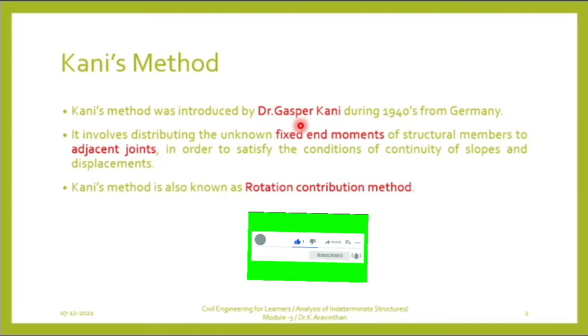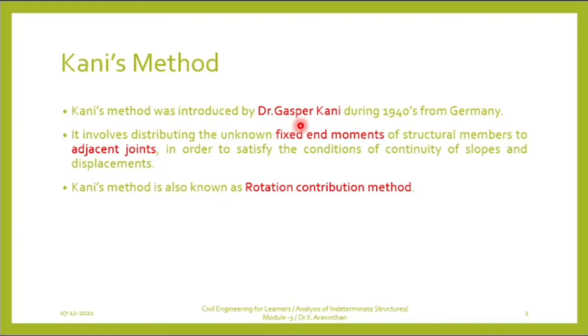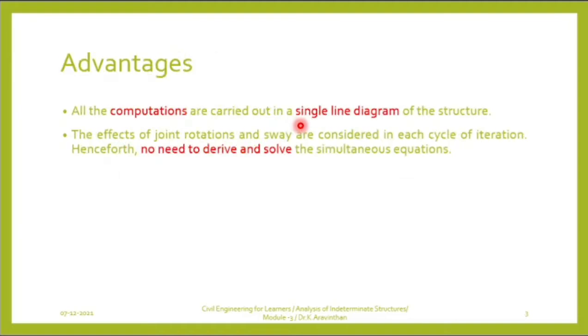This method is also called the rotation contribution method. You find the fixed end moment in the moment distribution method, and there will be a distribution factor. So the first step is the fixed end moment, next you will be finding the distribution factor. In Kani's method you will be having a contribution factor, that is the rotational contribution factor. So this will be playing a key role in this technique.